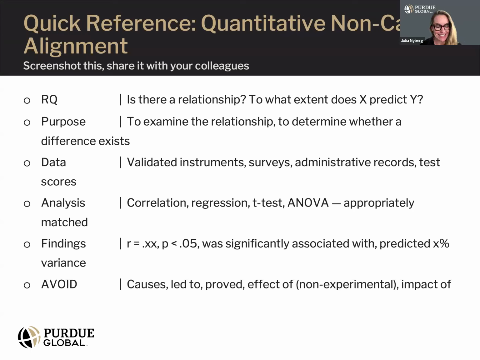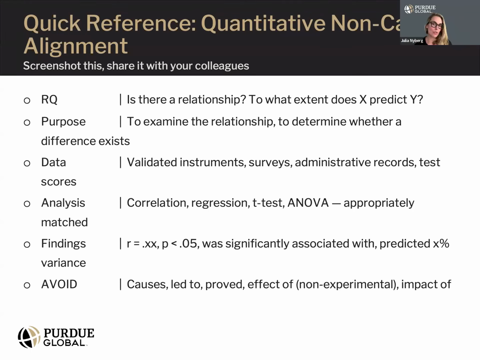For your analysis must match your design. And when I say analysis, I'm talking about statistical analysis, folks. Correlational research questions get a Pearson R. Comparative research questions get a t-test or an ANOVA. Predictive research questions get regression.